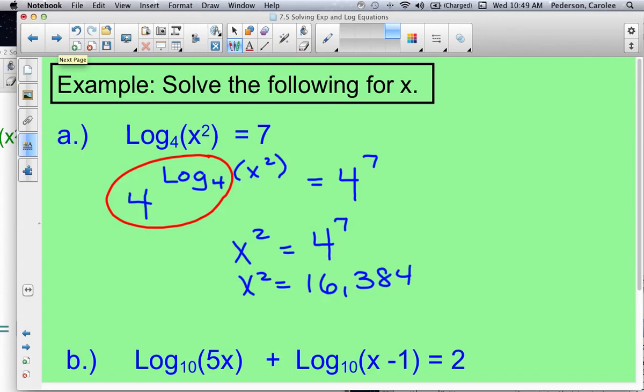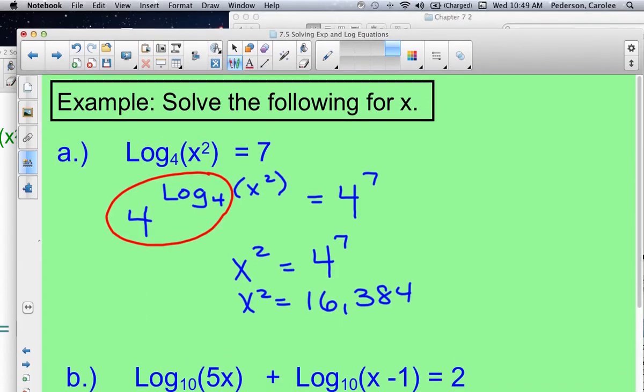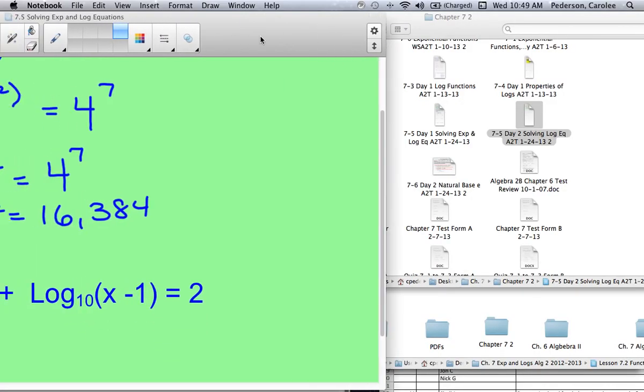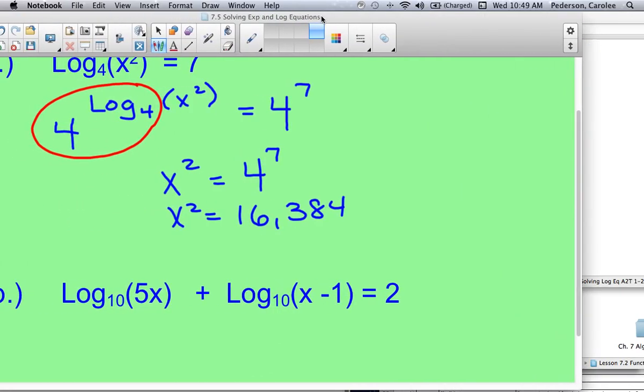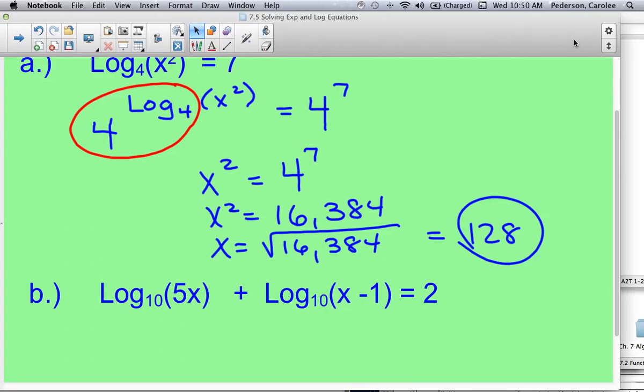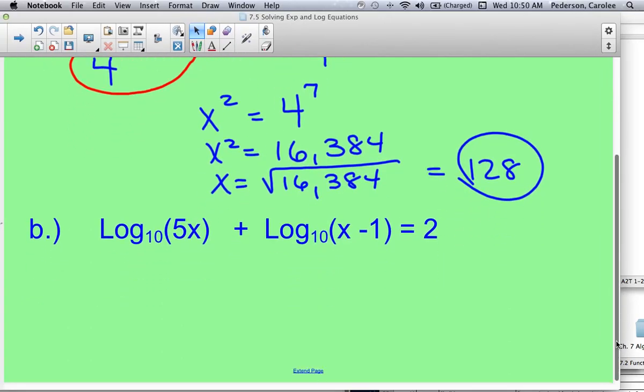Now we would use our undoing of the x squared. So to undo an x squared, you square root both sides. So we get the square root of 16,384. And we get 128. We do not want to have a negative value here, so it is 128. So remember, we had a domain restriction with logarithms, so it should just be a positive.